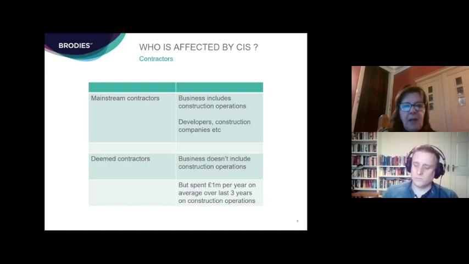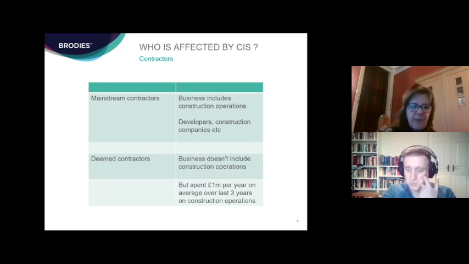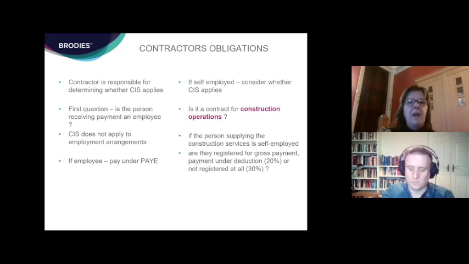And the amount of money that you have to spend to be caught by the CIS and to be a deemed contractor is £1 million a year on average over the last 3 years. So if you're in that ballpark, you can be a deemed contractor, which means you have to register under the CIS. And once you have registered under the CIS, this is what you have to do as a contractor.